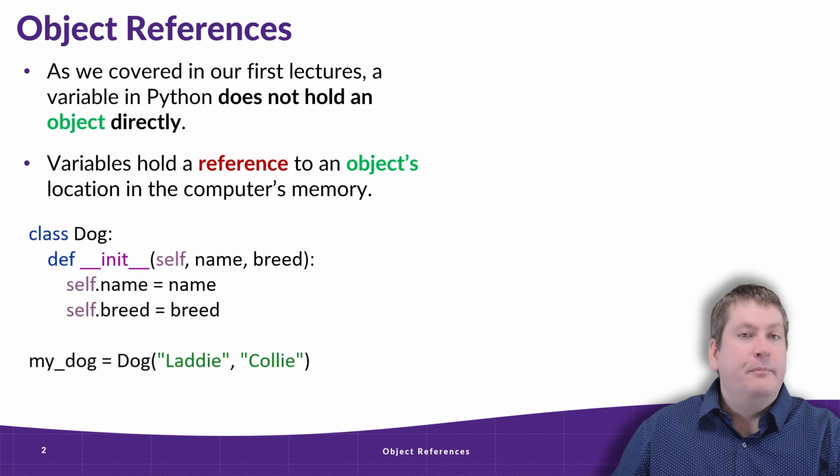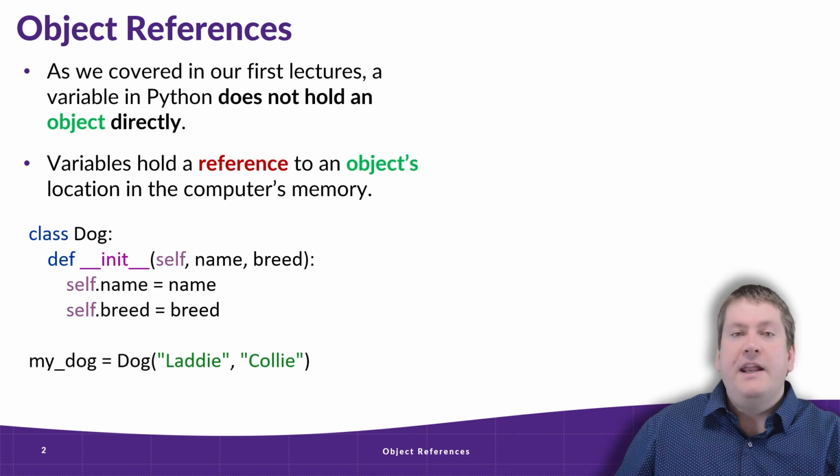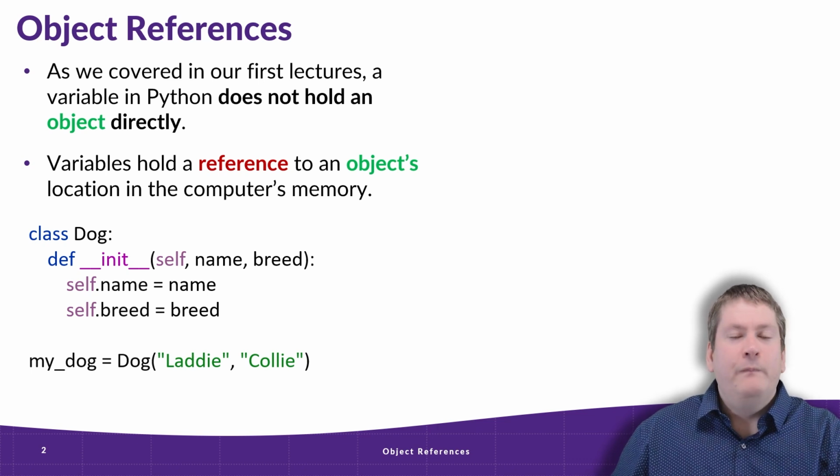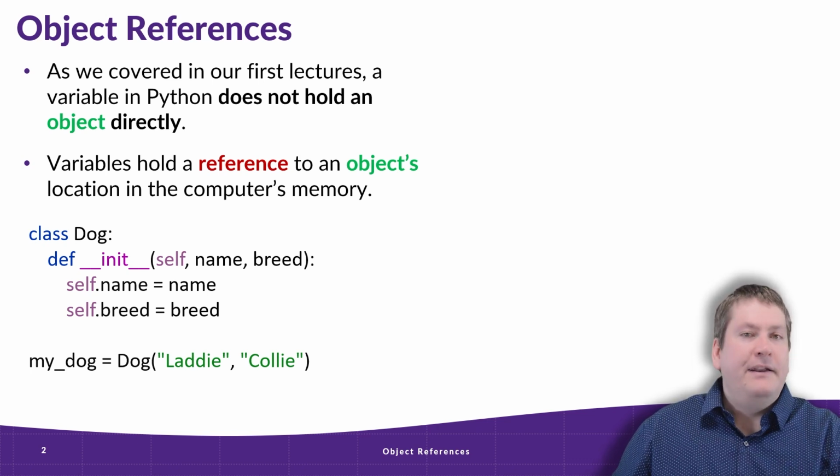Here we have a very simple class called dog, and it has two instance attributes, name and breed. And all it does is set up those instance attributes and assign them a value. So in the last line here, we're creating an instance of this object with a name of Laddie and a breed of Collie. So how does this work under the hood?